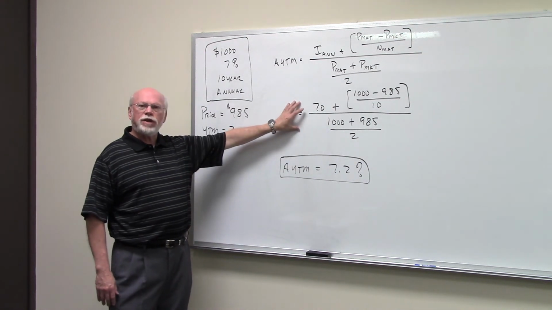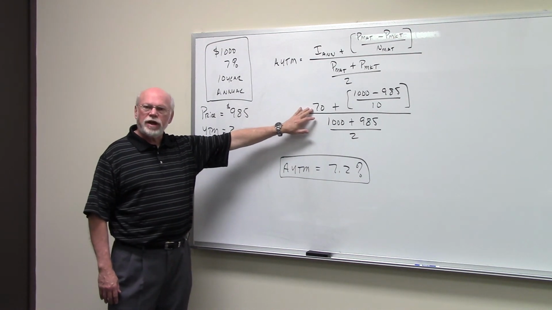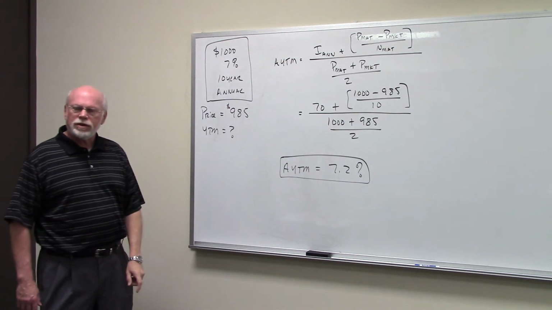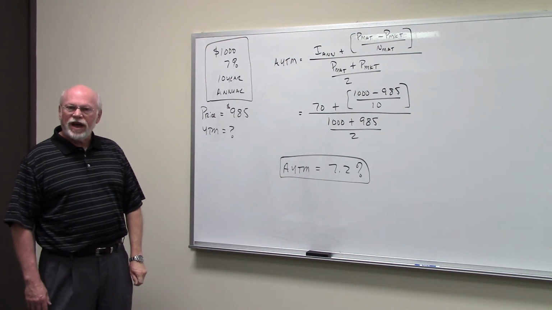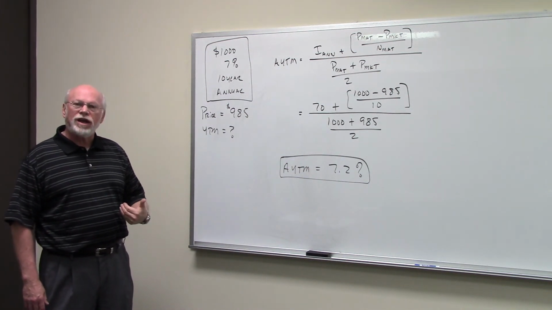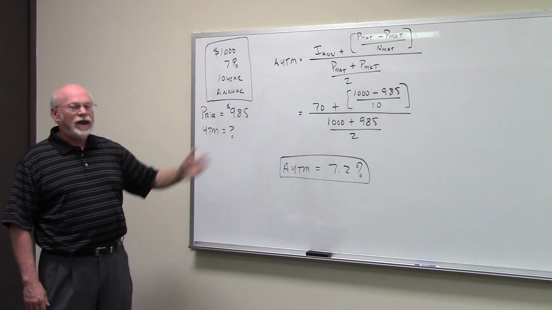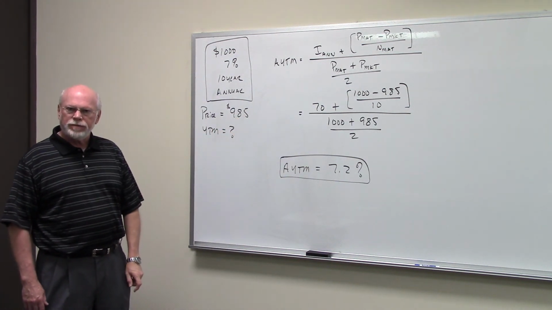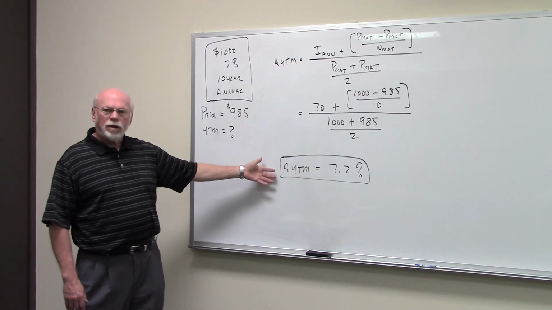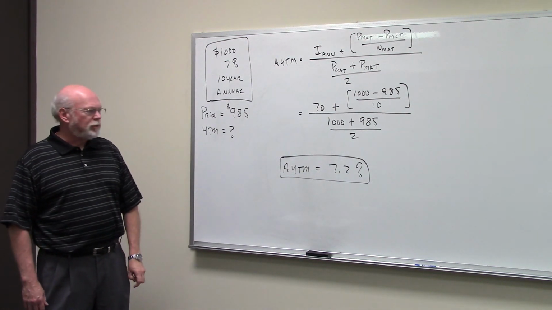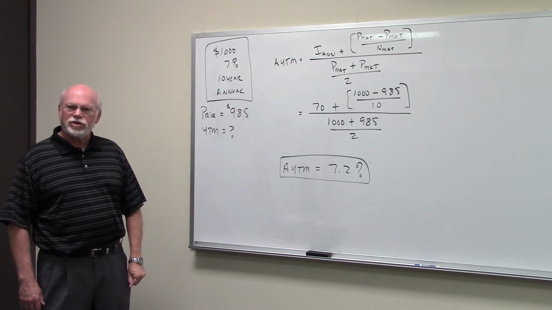This is all the information. 7% of $1,000 is $70. The price at maturity is $1,000. The price in the market right now is $985. And the bond has 10 years remaining on its life. A little math, you find that the approximate yield to maturity on this bond is 7.2%.